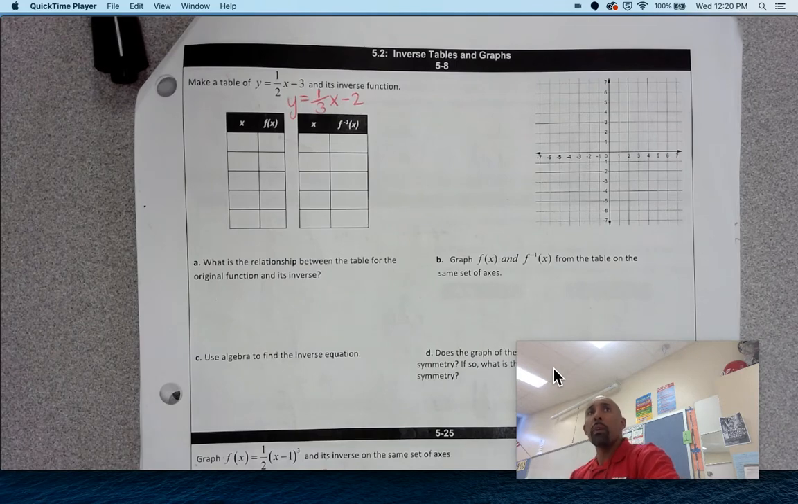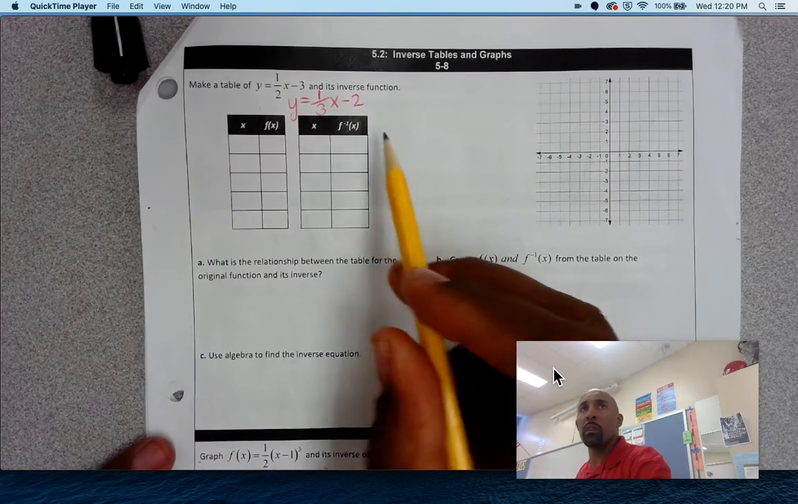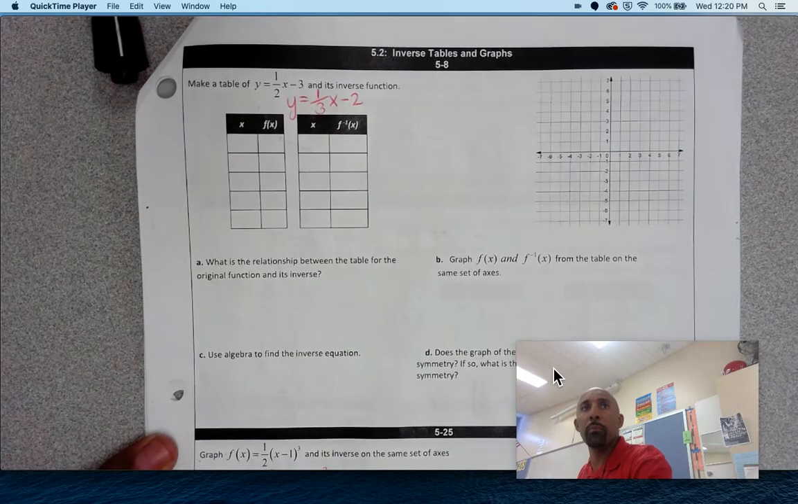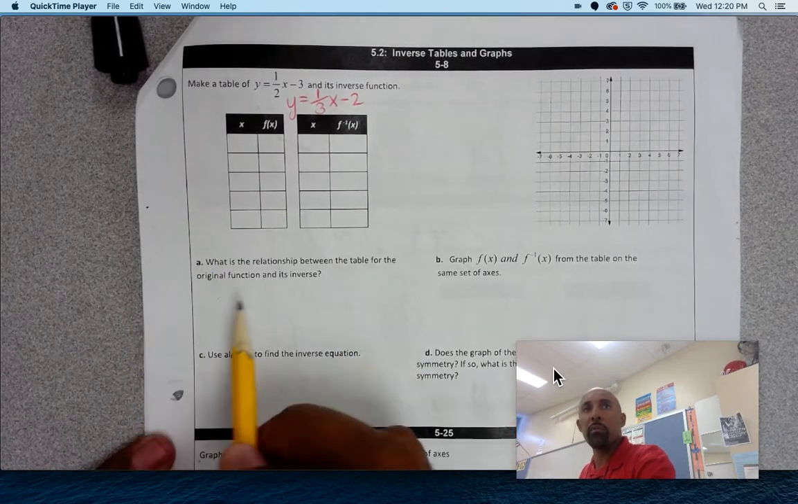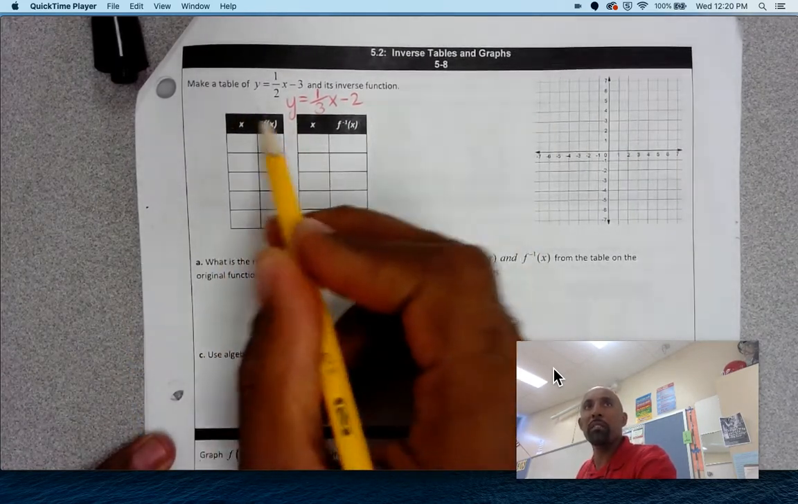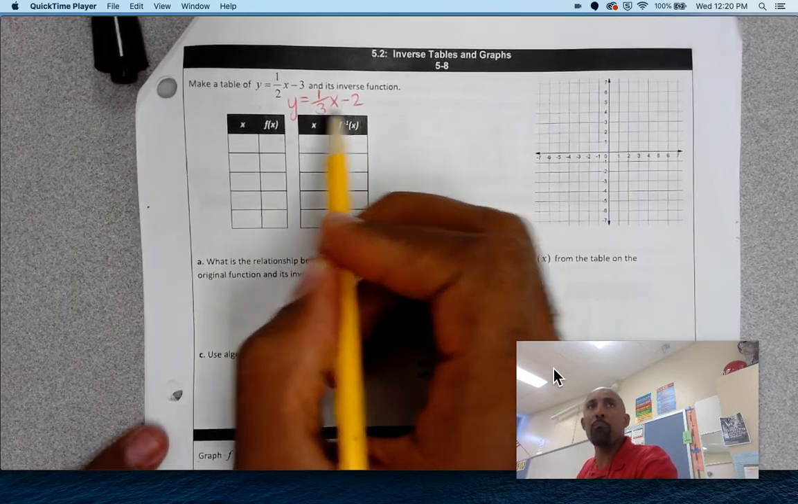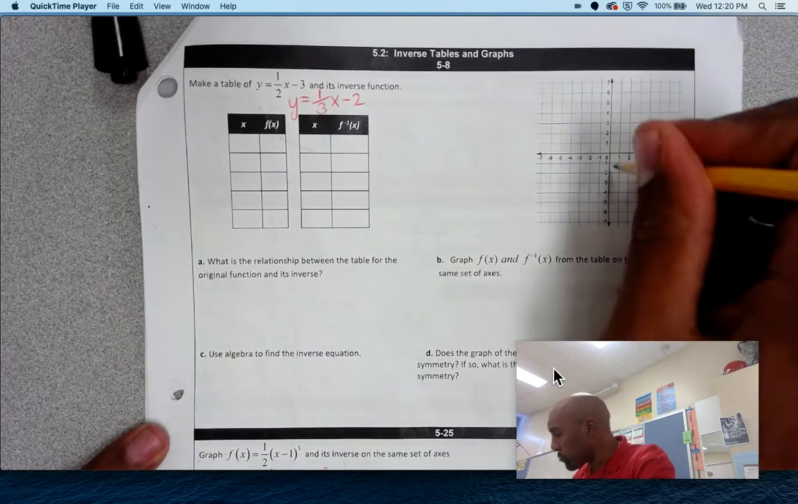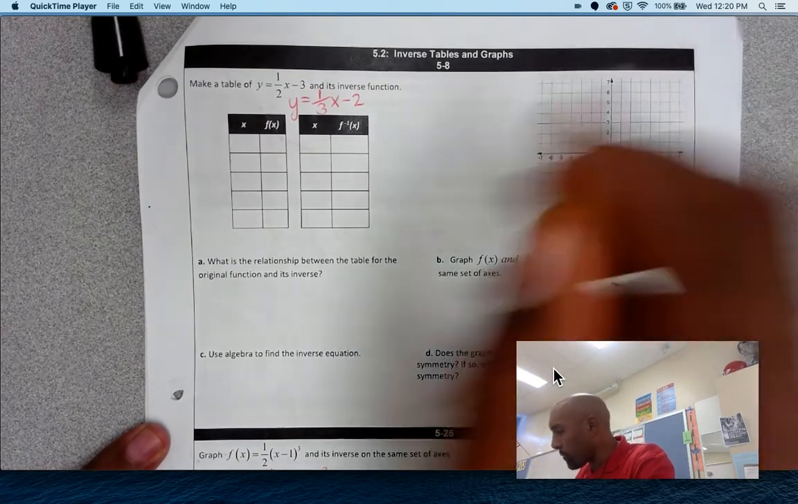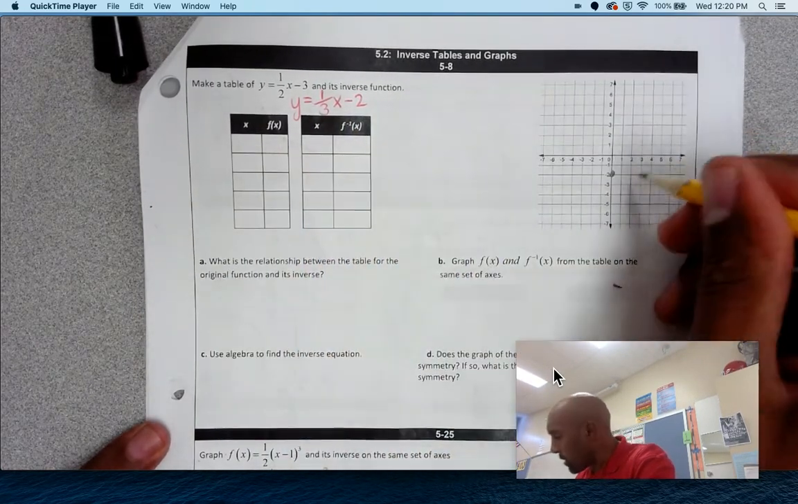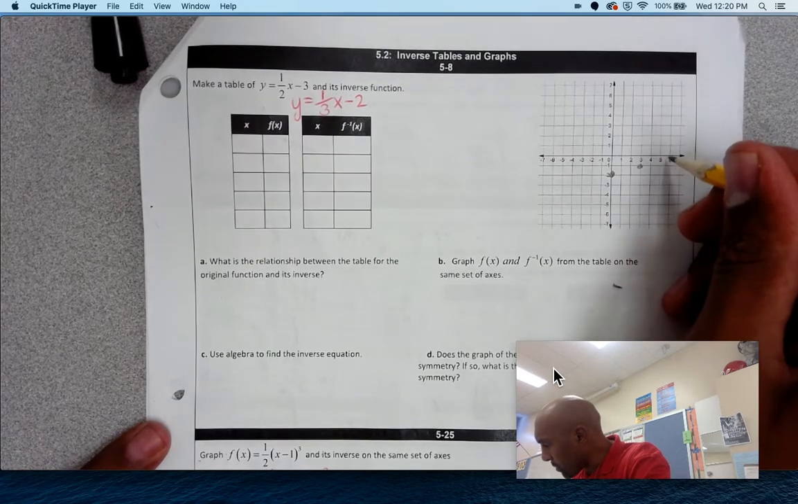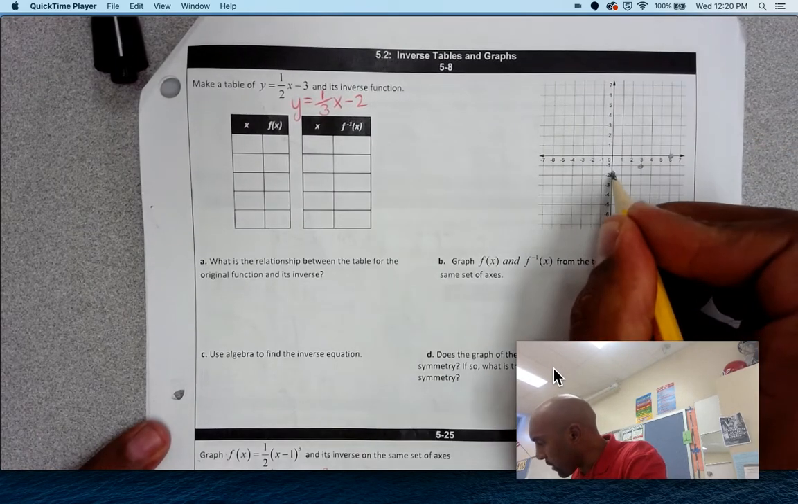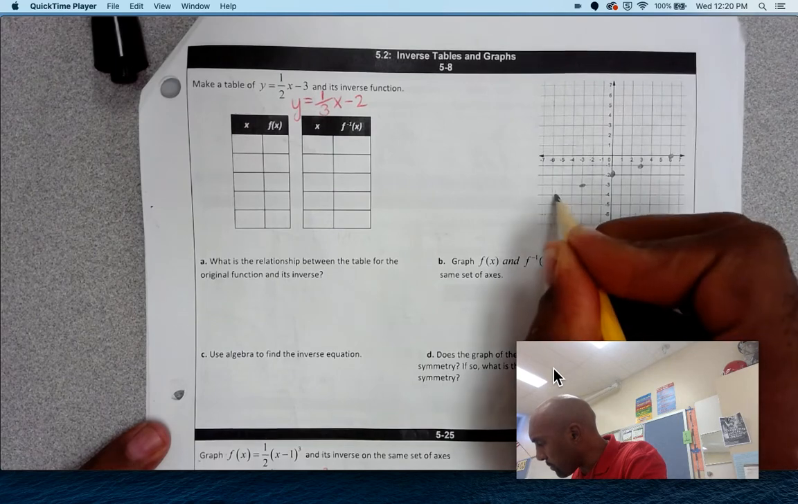So we have y equals 1/3 x minus 2. What's the relationship between the table for the original function and its inverse? So we've got to make a table. All right, but to do that, let's just graph it. Let's start with -2. And remember, that's your rise over your run. So up 1 over 3, up 1 over 3. Both directions, so I go down 1, left 3.